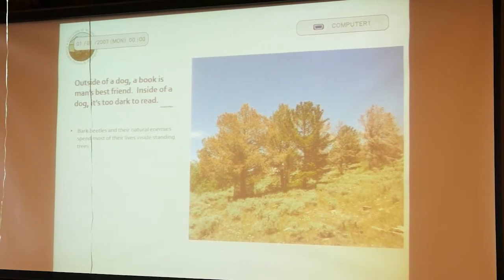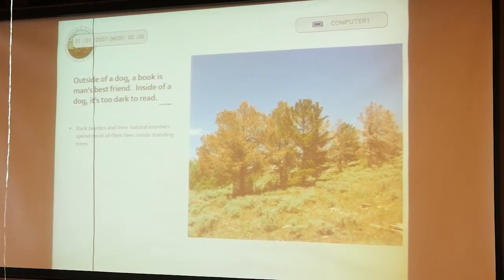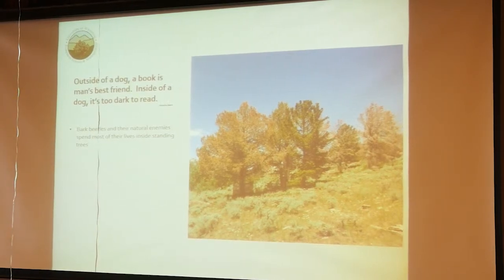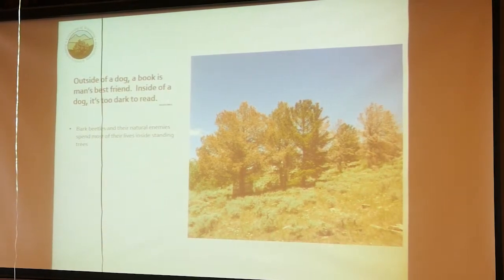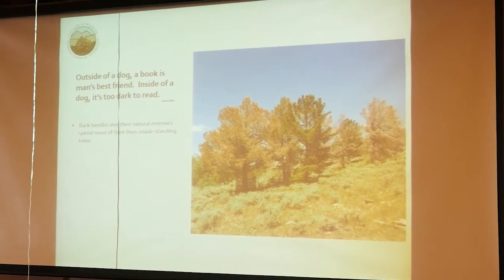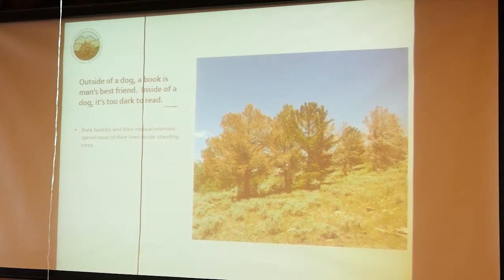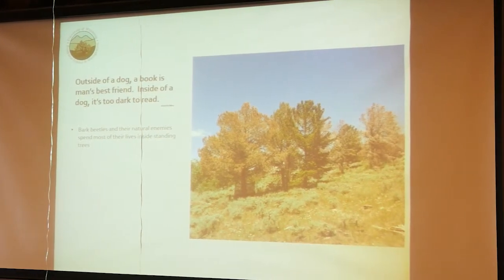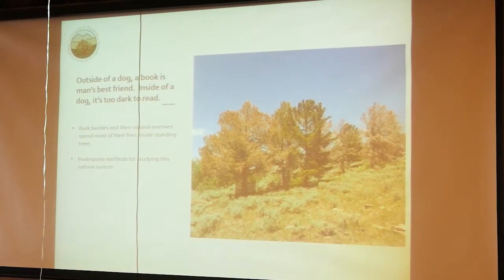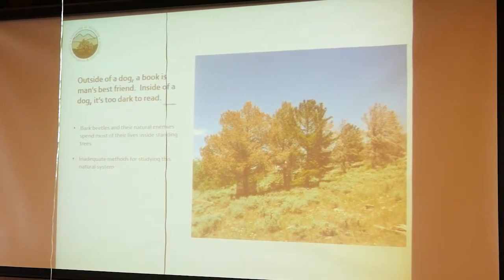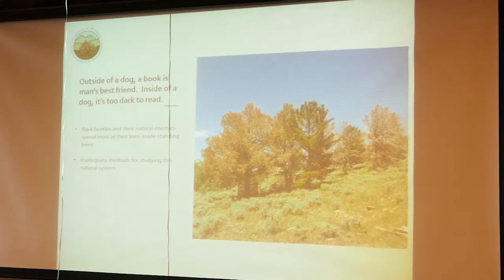Bark beetles and their natural enemies spend most of their life cycle under the bark of trees. A mountain pine beetle is out in the open environment for about 3 days out of its 1-year life cycle. Most of the action is happening in standing trees, and it's a very difficult system to study. So we don't have adequate methods for really preserving the nature of this system.